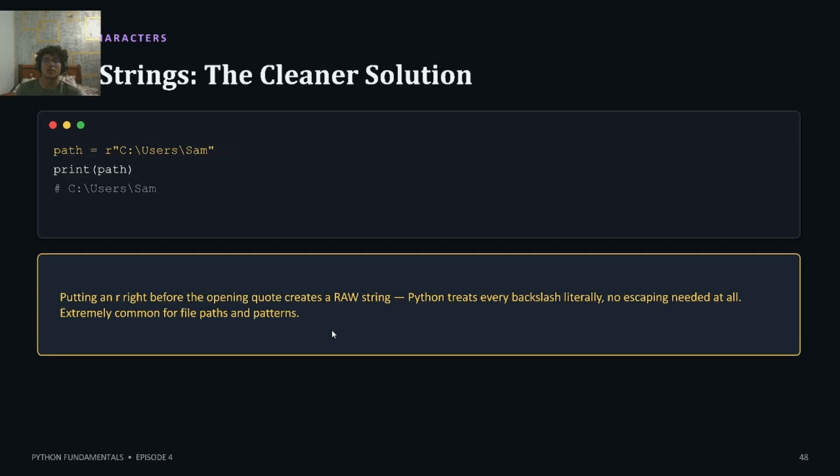The next one is raw strings, the cleaner solution. Putting an r right before the opening quote just creates a raw string. See, Python treats every backslash literally, no escaping needed at all. Extremely common for file paths and patterns.